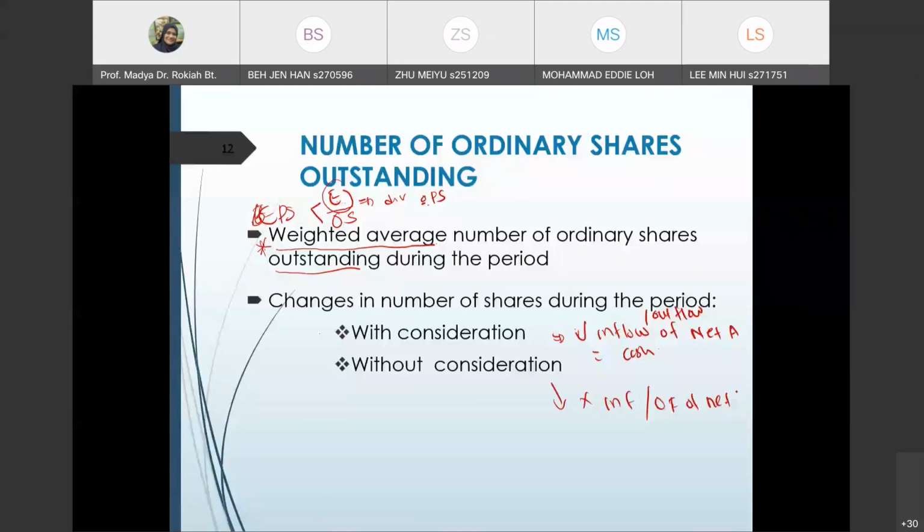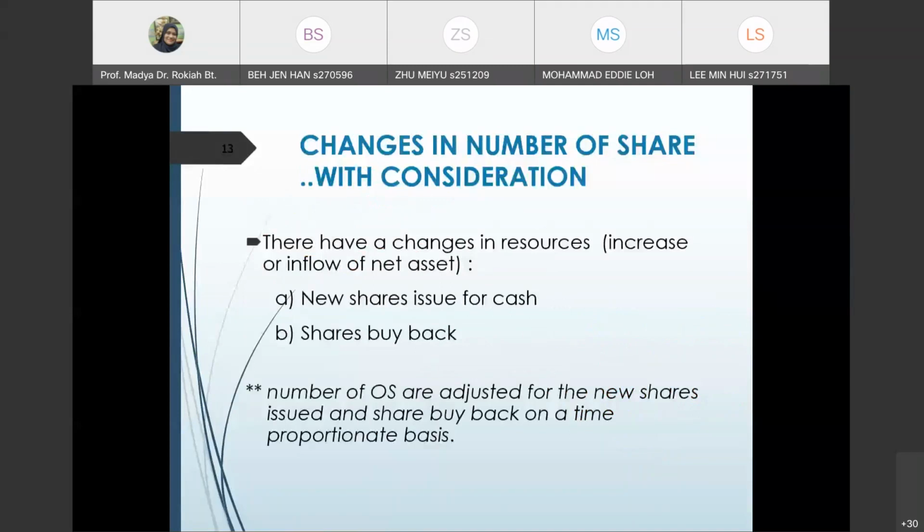Okay, so the changes with consideration here. For with consideration, we only have two types. The new shares, where there are changes in the resources, which are going to affect the increase or decrease in the net asset. So you have two types here. Either that one is a new shares issue for cash. Cash is going to be increased, and then the number of ordinary shares is also going to be increased. The journal entry here: debit cash and then credit ordinary shares.